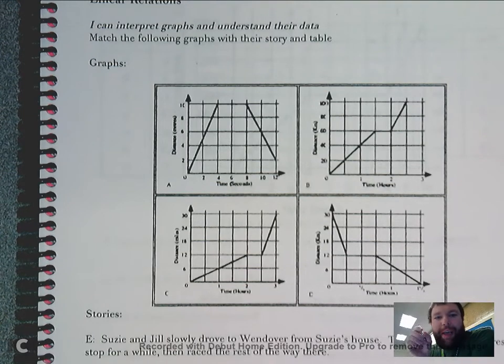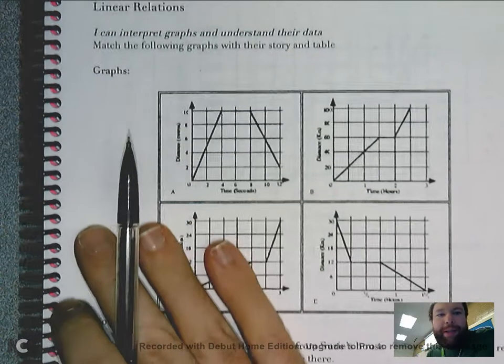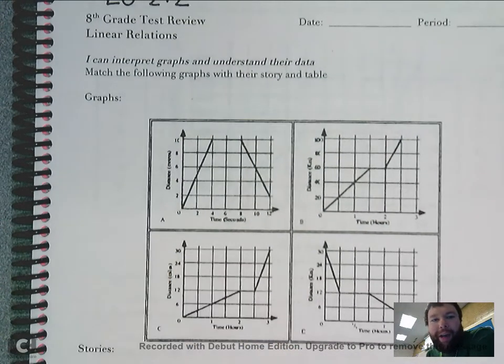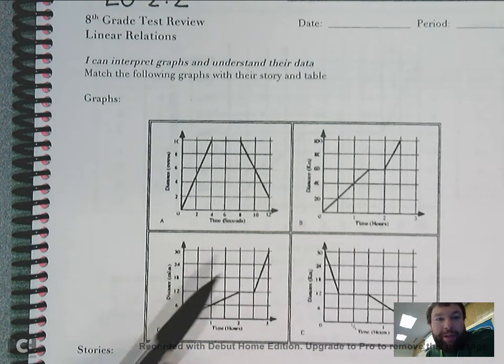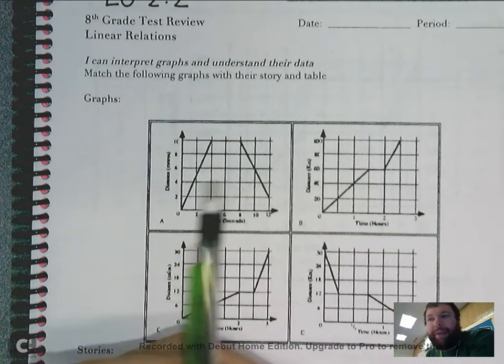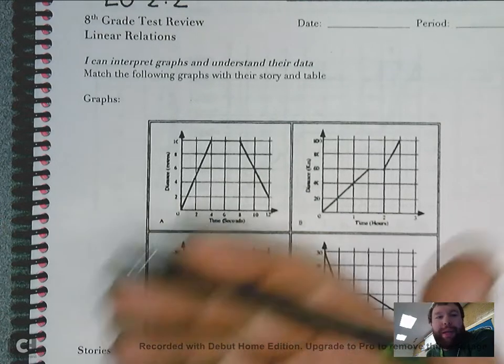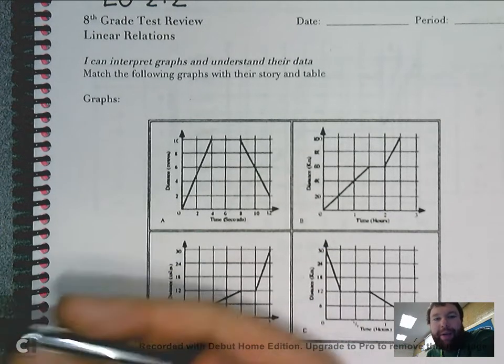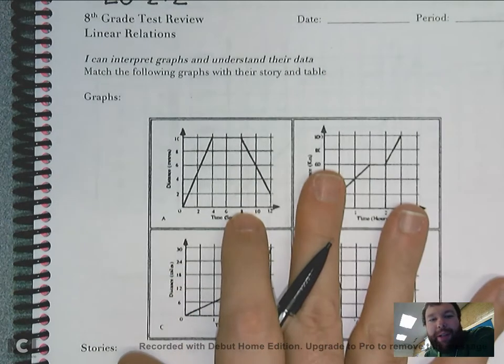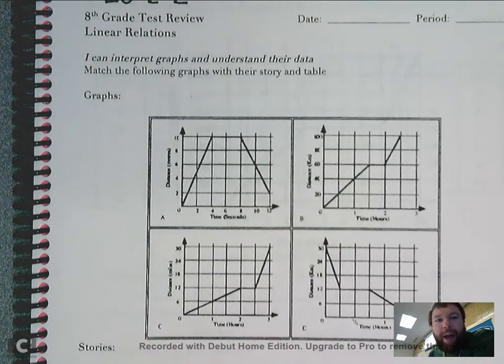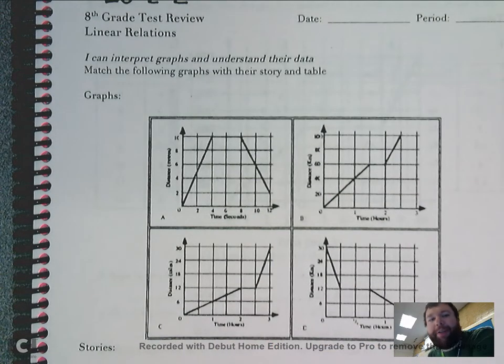Okay, so today we're going to be reviewing our linear relations unit, which basically goes through a bunch of different ways of interpreting different linear types of problems like graphs and equations and tables and all that kind of stuff, stories. So the first thing, this first section that I'm going to talk about is the matching with the graphs and the stories and the tables.